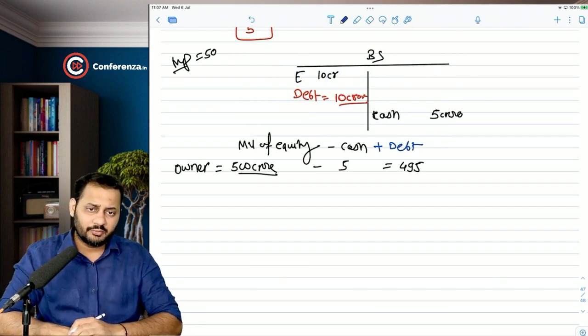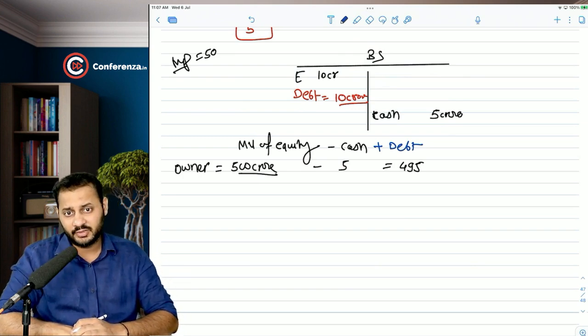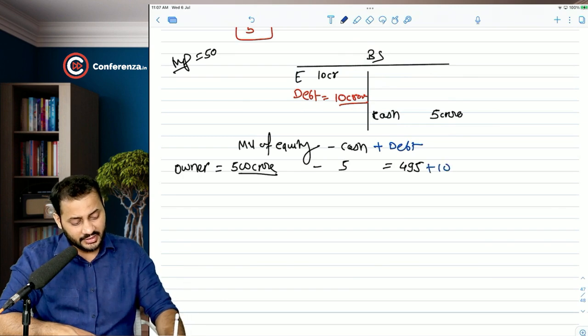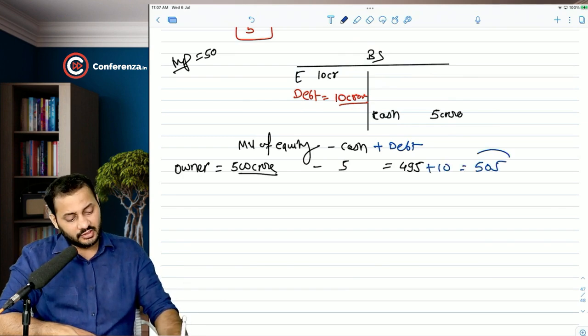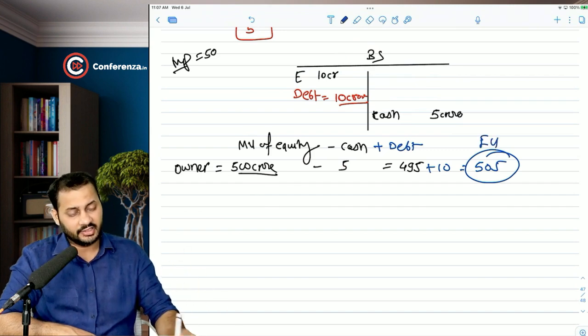Although we are not liable to pay immediately, it is payable. It is the present value of the future liabilities, 10 crore rupees. So we should add it. It becomes 505. The real cost of buying this company becomes 505 crore, and this is called enterprise value.